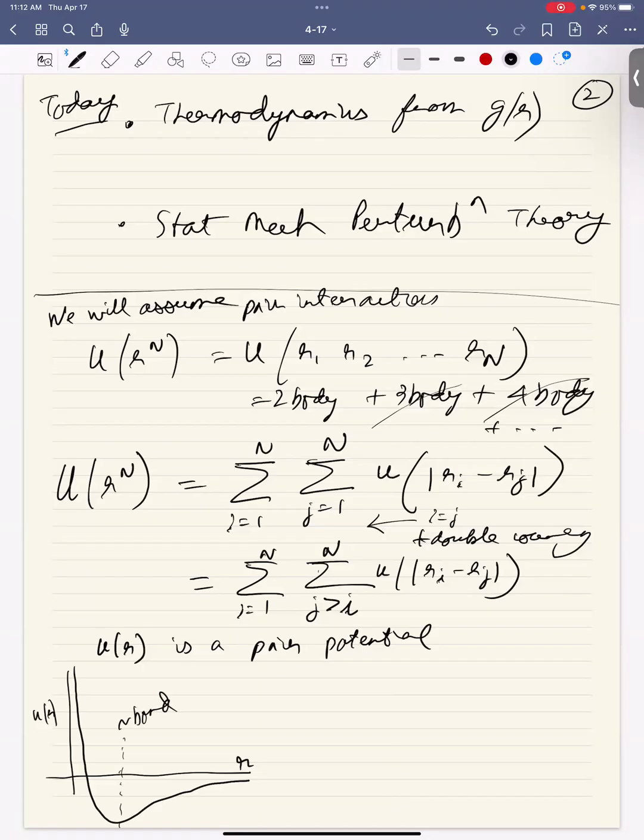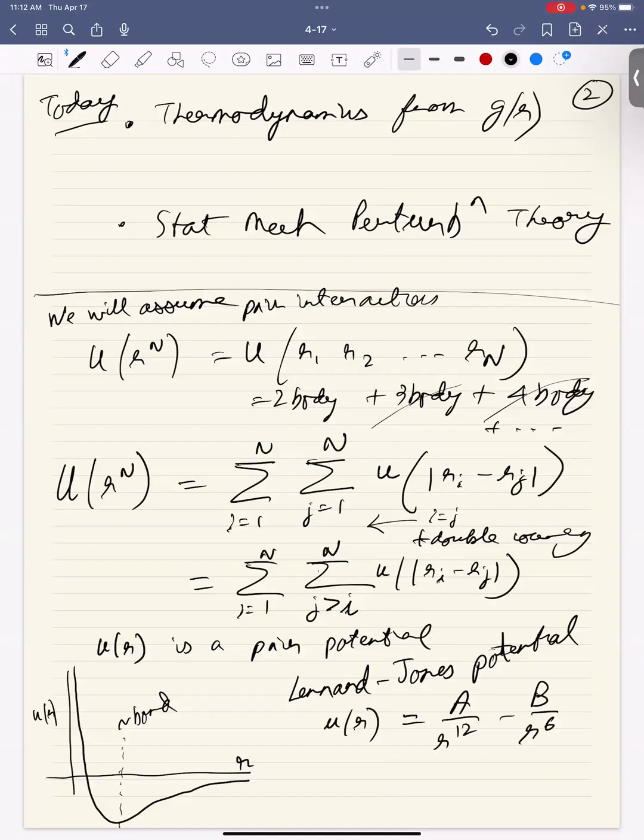It does not really have to be a chemical bond. It does not have to be a covalent bond. It could be an ionic bond, anything you have, okay? The most popular form for writing functions that look like this is known as the Lennard-Jones potential, which says that u of r is equal to A by r to the power 12 minus B by r to the power 6. So this is known as the 12-6 potential, or Lennard-Jones potential.